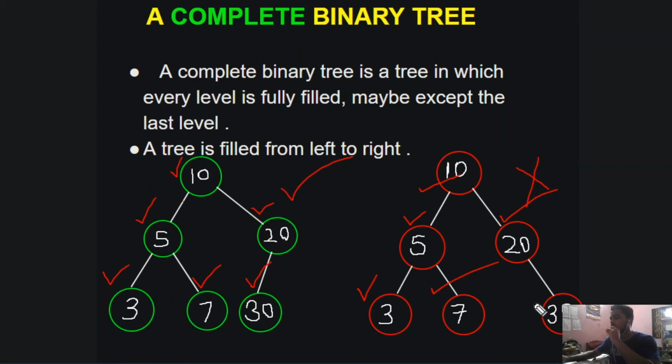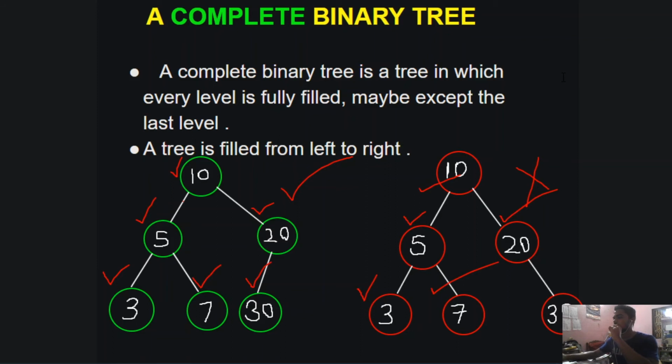But as we filled 30, here something is missing, right? So this is not a complete binary tree. So I guess you understood what a complete binary tree is. Now let's move on to the next, right? So it is pretty easy.